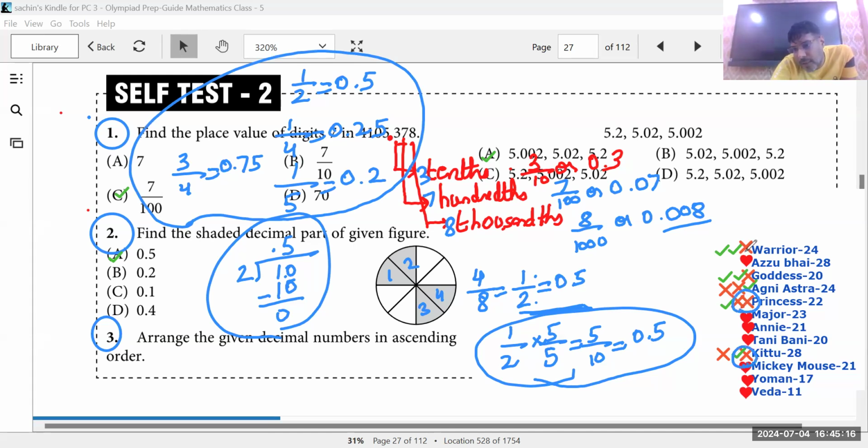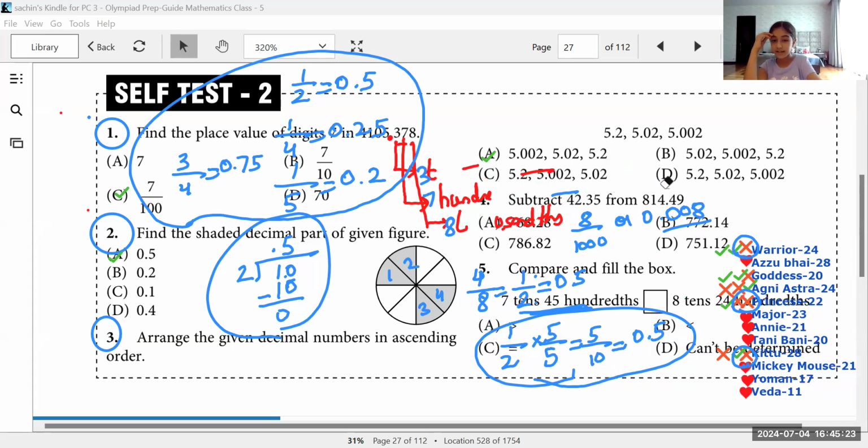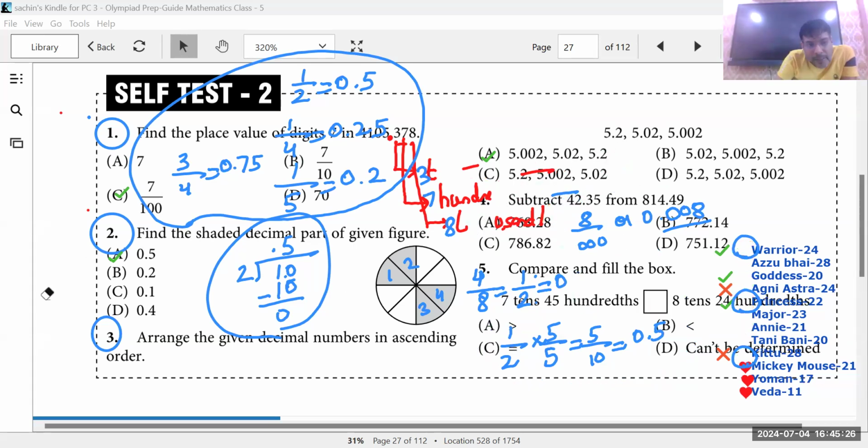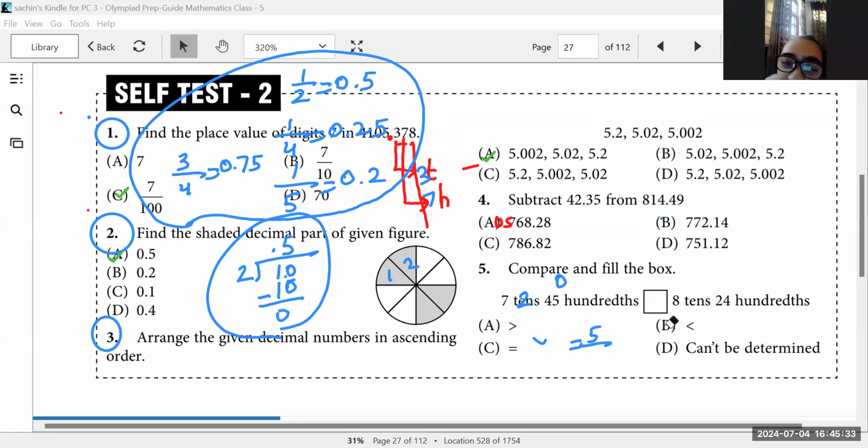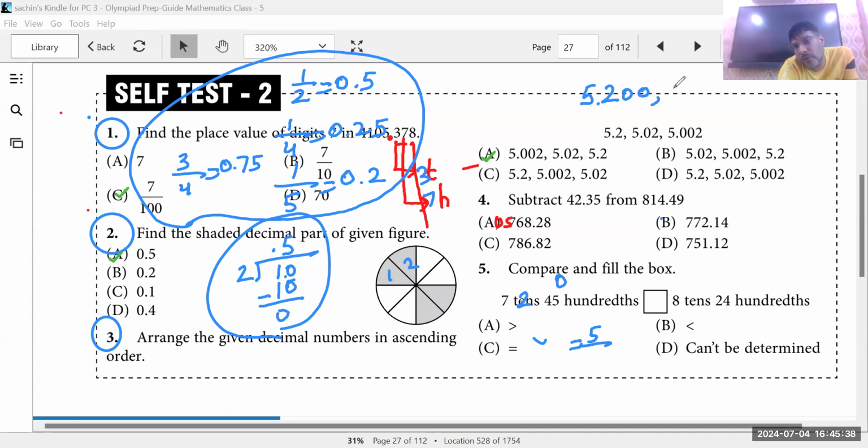Last question, Princess, K2, Warrior. Sir, descending instead of ascending. So K2 and Warrior, what did you do? Sir, descending. Sir, the opposite of the answer. So it will be 5.200, 5.020, and 5.002. Of course, 5.002 is the smallest, then 5.020, then this one. So convert them into like decimals, then only do the comparison.